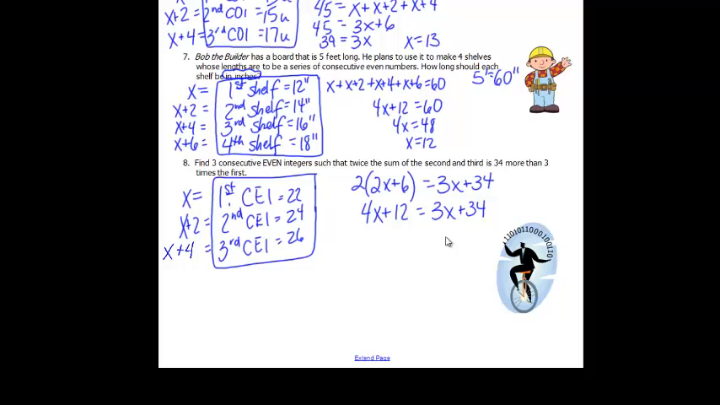Hopefully you got 22, 24, and 26. So if I sum the second and the third, that's going to give me 50, and 50 times 2 is 100. If I take 34 more than 3 times the first, well, 3 times the first is 66. 66 plus 34 is 100, so it does check.